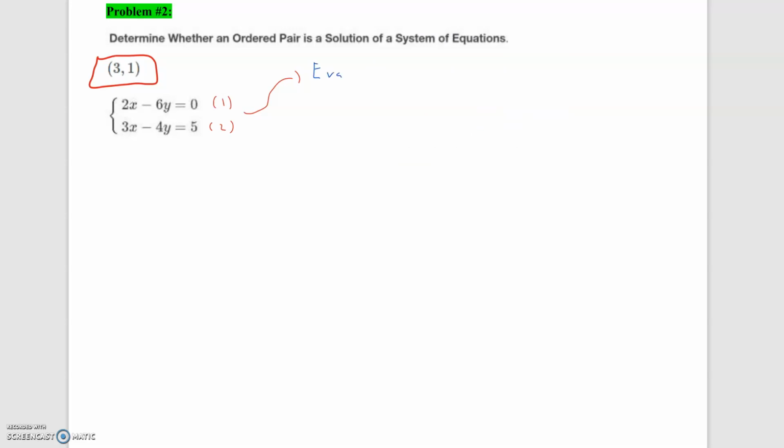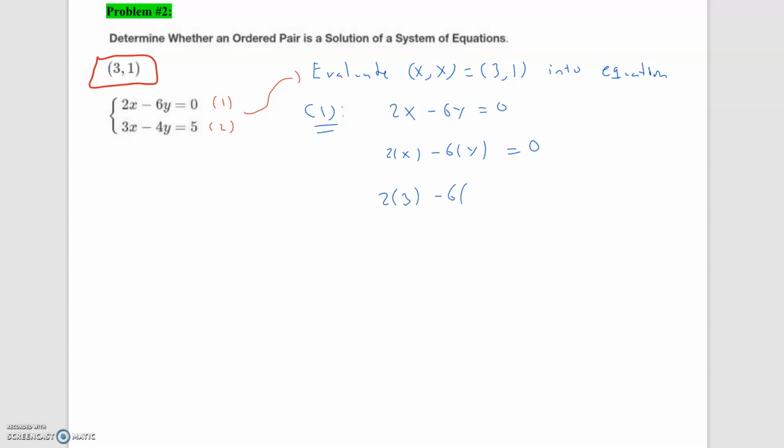So what I'm going to do here is evaluate x and y, which happens to be 3, 1, into equation number 1. Sorry you guys, I can't erase. Equation number 1 reads 2x minus 6y is equal to 0. And we're going to plug in the coordinate points. So your x value is 3 minus 6 times 1 is equal to 0. So in this case, 6 minus 6 is equal to 0, or 0 is equal to 0. It checks for the first one.